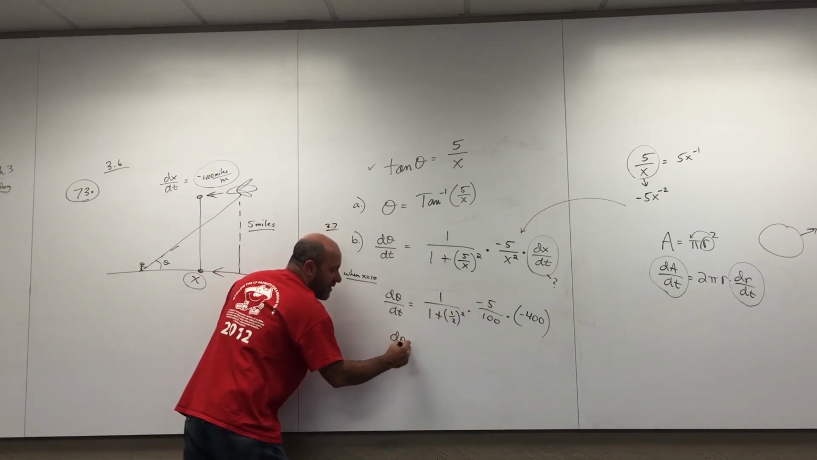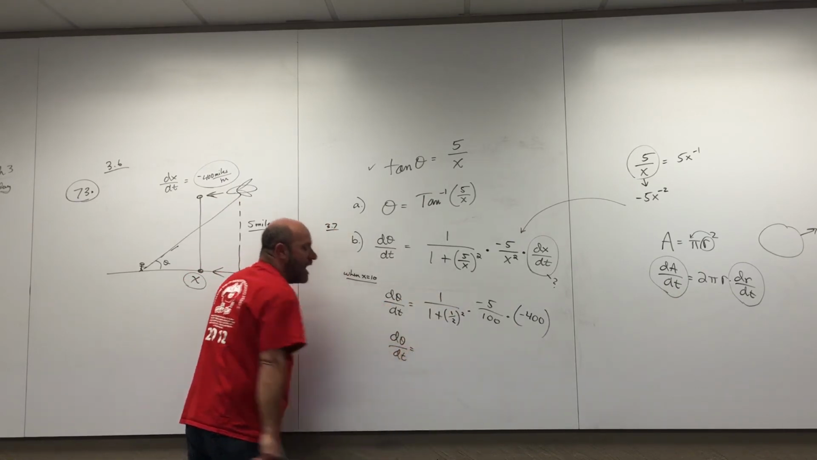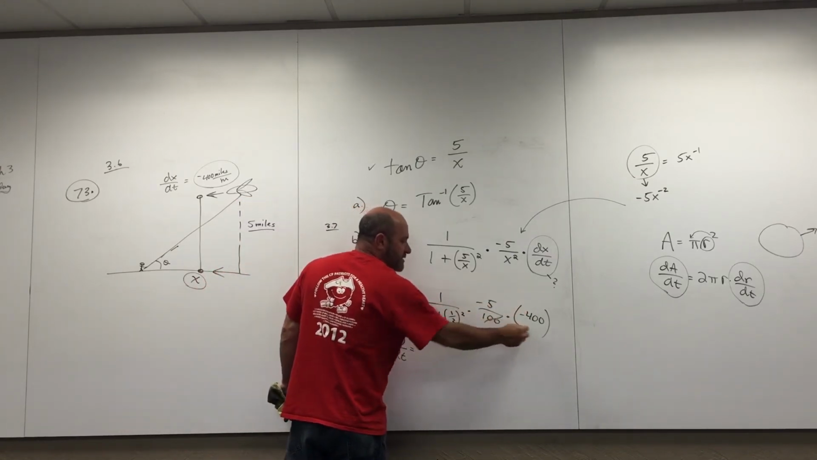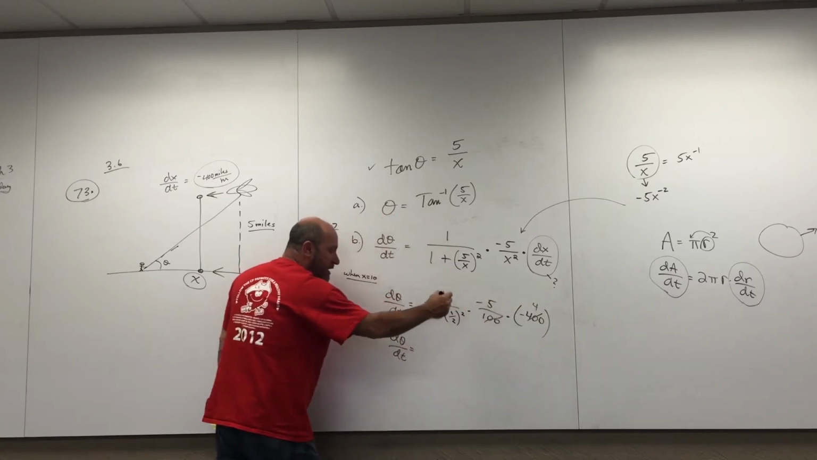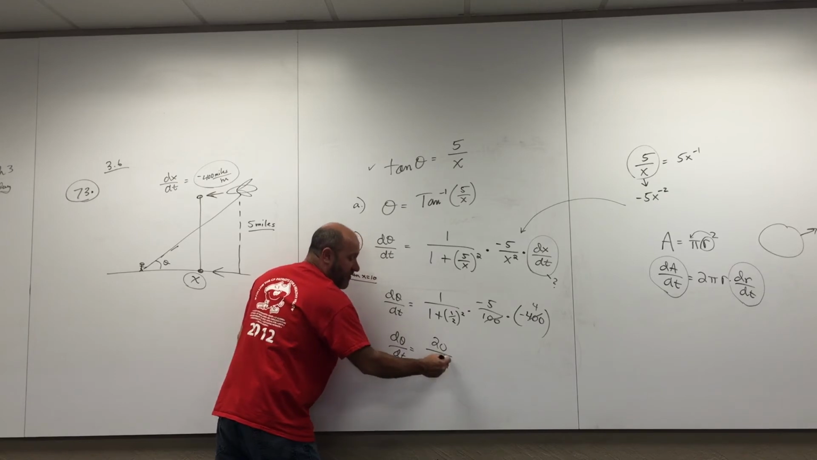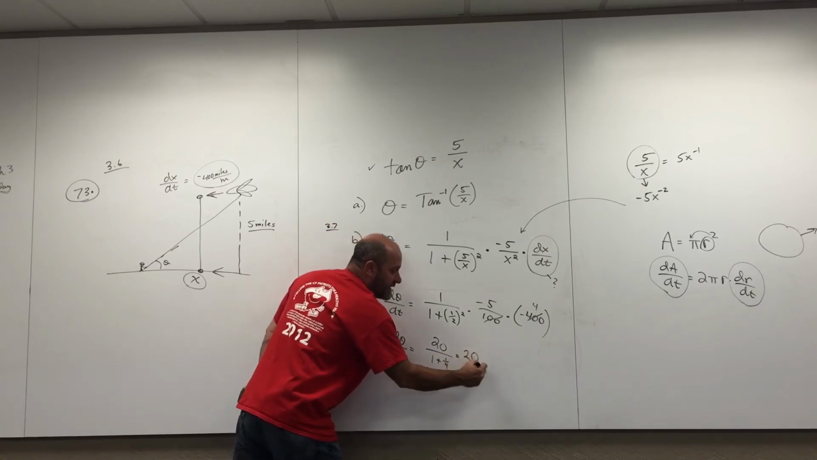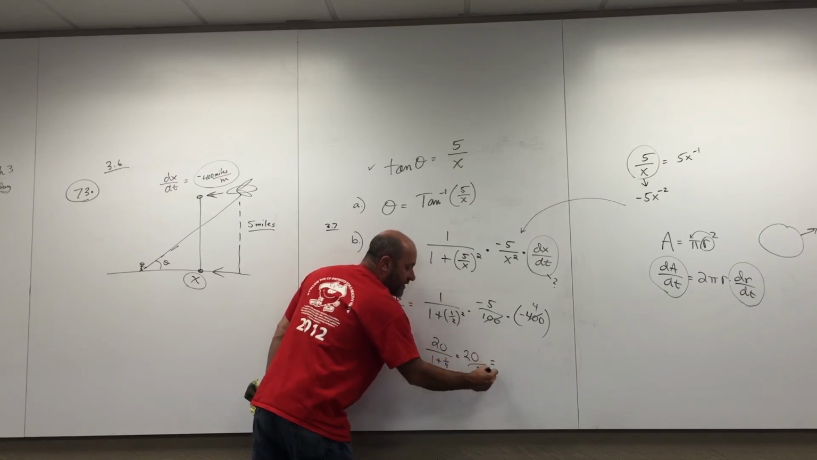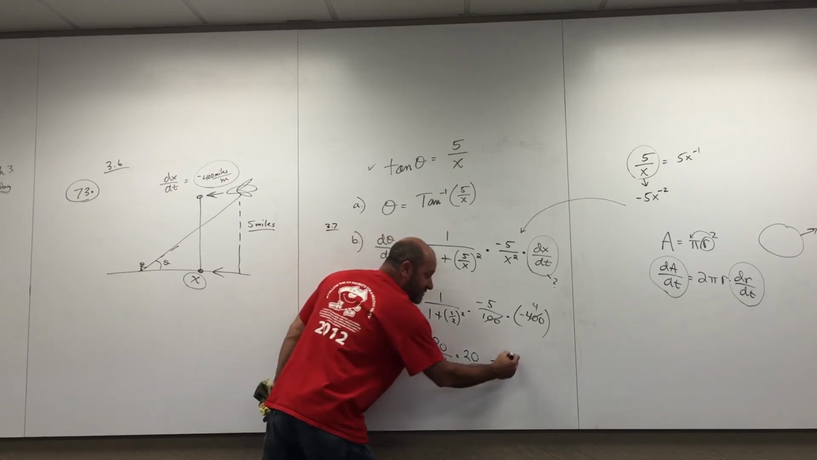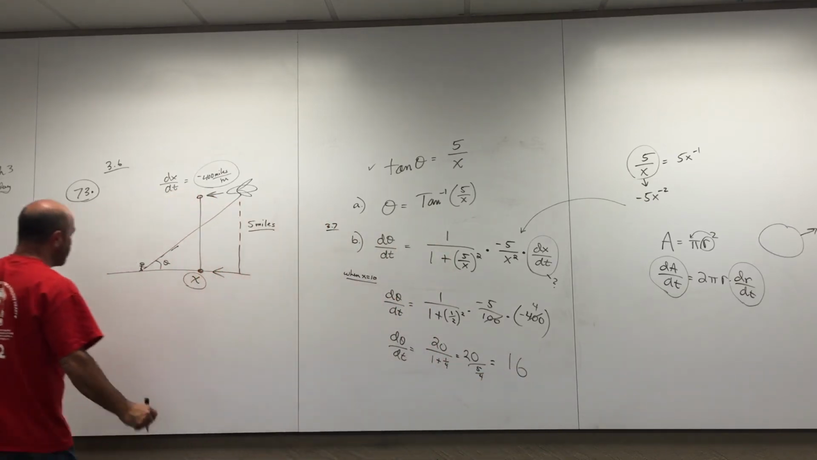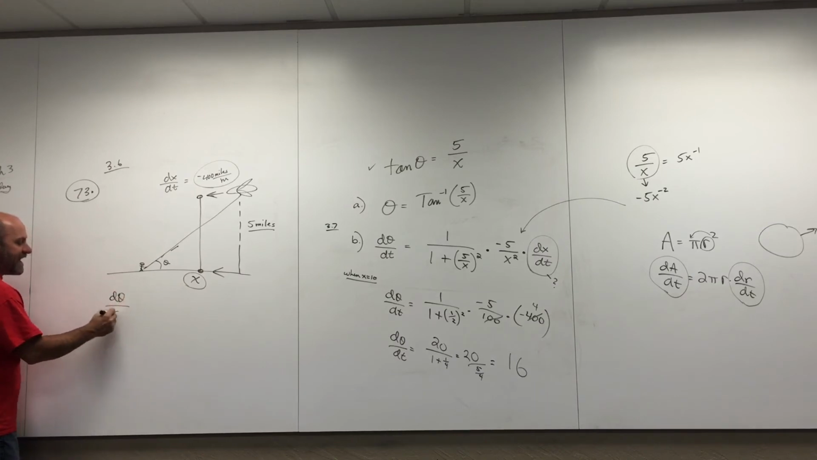Now it's just a matter of figuring out what this is. Let's see what this is. Boy, oh boy. Let's see. I can cancel that. That'll be a 4. That'll be a 20. That's 20 over 1 plus 1/4, or 5/4. So that's 20 over 5/4. You can flip it up and multiply by 4/5. You know what this is? 16. d theta dt is 16.